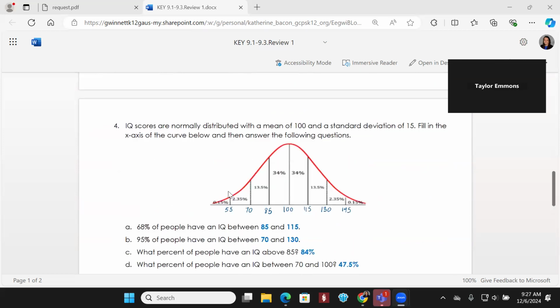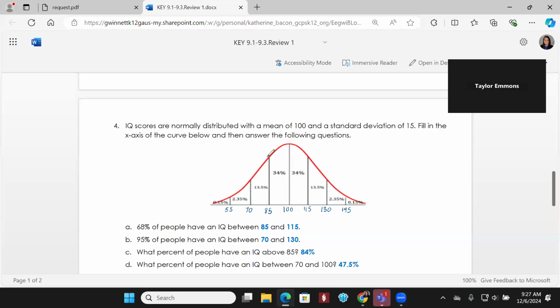Okay, so you're given an IQ score that's normally distributed with a mean of 100 and a standard deviation of 15. So when you get your normal curve, you're immediately going to put in the middle 100, and then the standard deviation is 15. So you're going to add 15 to the right-hand side and subtract 15 on the left-hand side. So you see how we went 100, 115, 130, 145, and then we subtracted 15 this way.